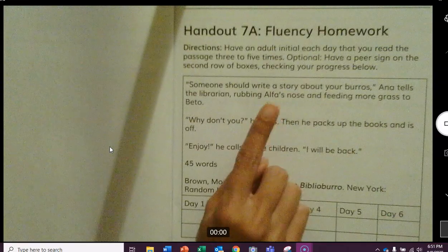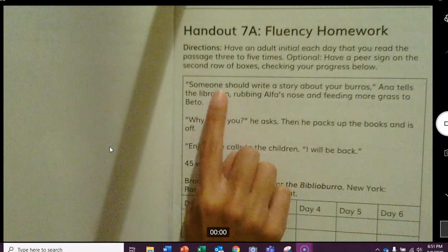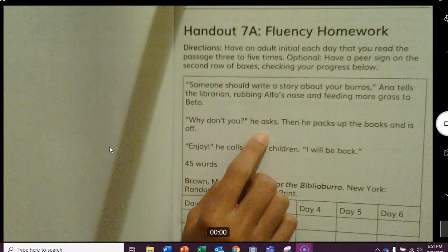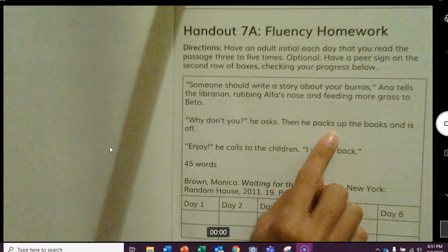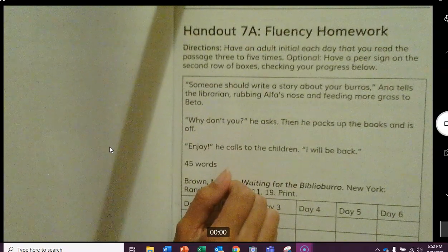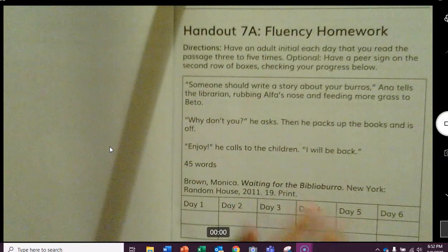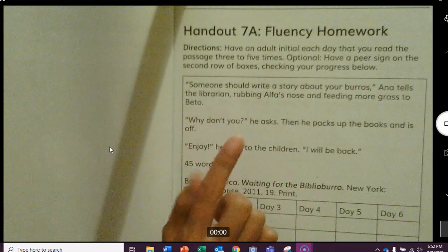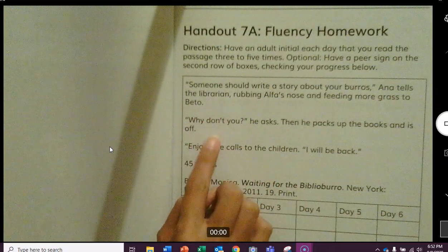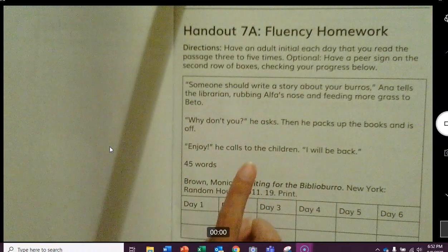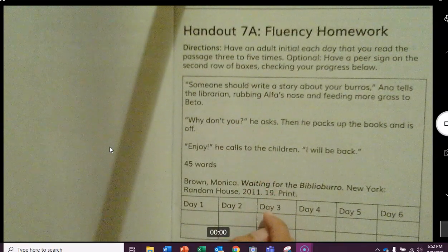Notice how I did not stumble on my words. I read that fluently because I did not stumble on my words. And I read it with good speed. That means I didn't try to read too fast and I didn't read too slow. You're going to be practicing every day for 6 days on how to read this. Your mom and your dad can help you in the beginning with some of those words, and then day by day, you'll be able to do it all by yourself.